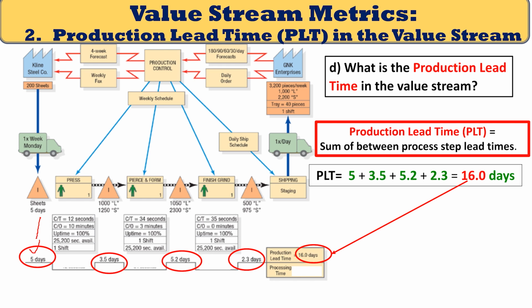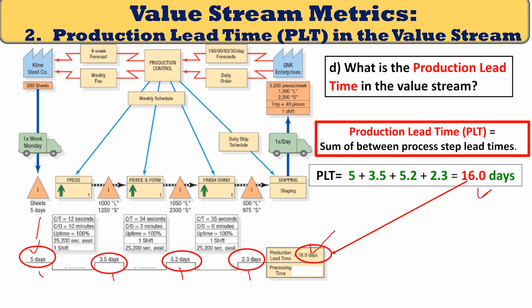For the production lead time, we're just going to sum up all the lead times that we have: 5 days for the raw material, 5 days between these two processes, the 5.2 days we calculated here, and 2.3 days. We sum them up and the total is 16 days. So 16 days is our production lead time.